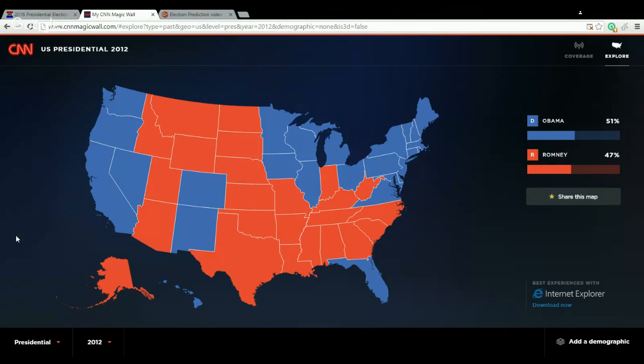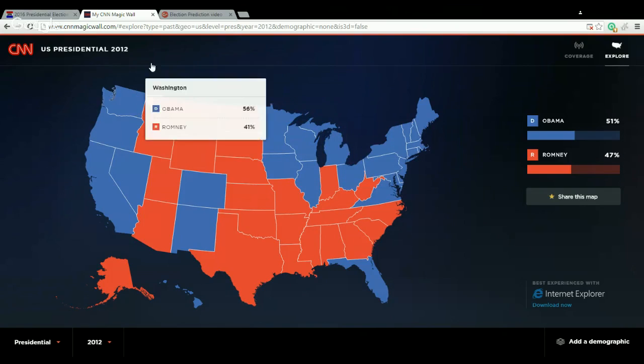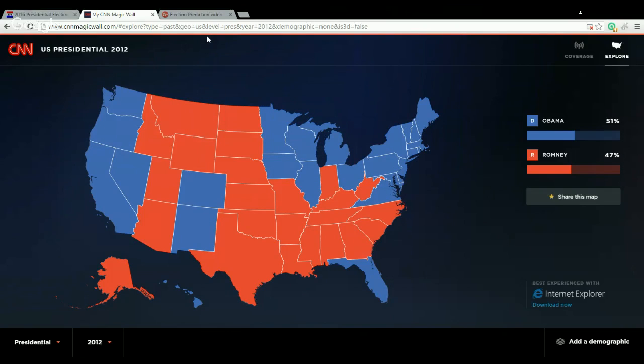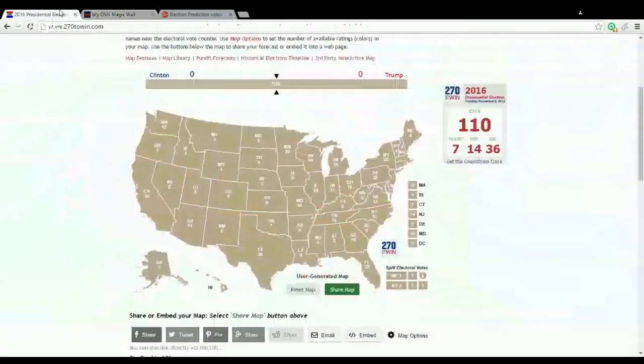So right now we're looking at the presidential 2012 election map. This is what happened. Obama 51, Romney 47, and you can see the blue states, those are Democratic states, and the red states, those are Republican states, of course, that's typical. And now we're going to dig in just a little bit when I get this video started.